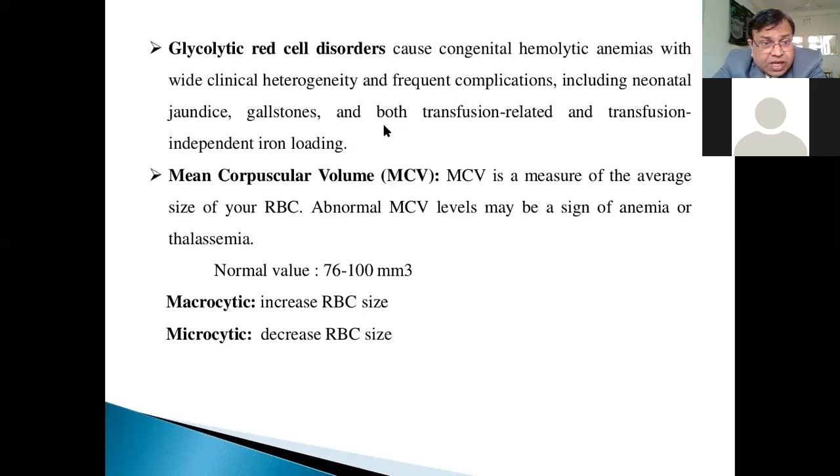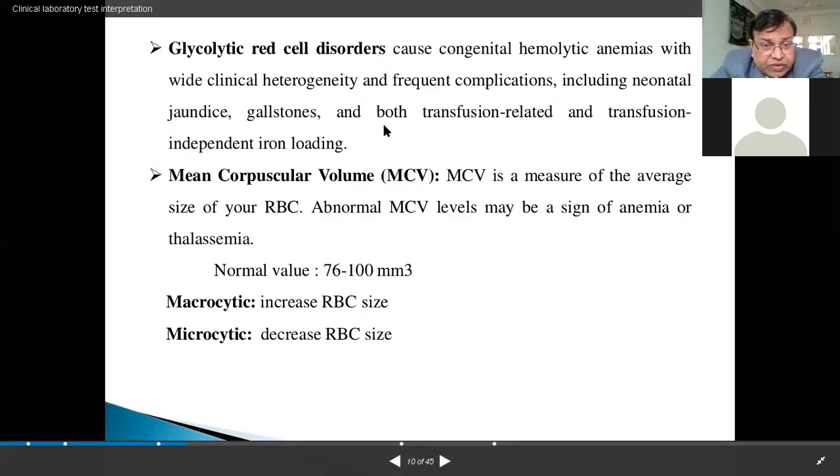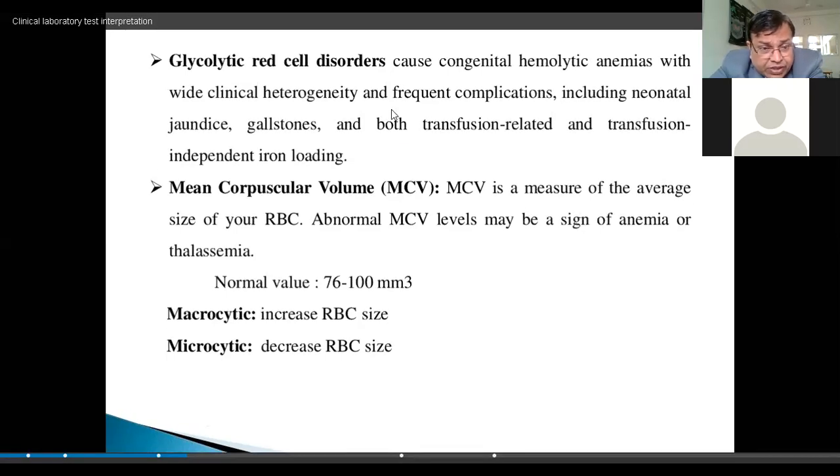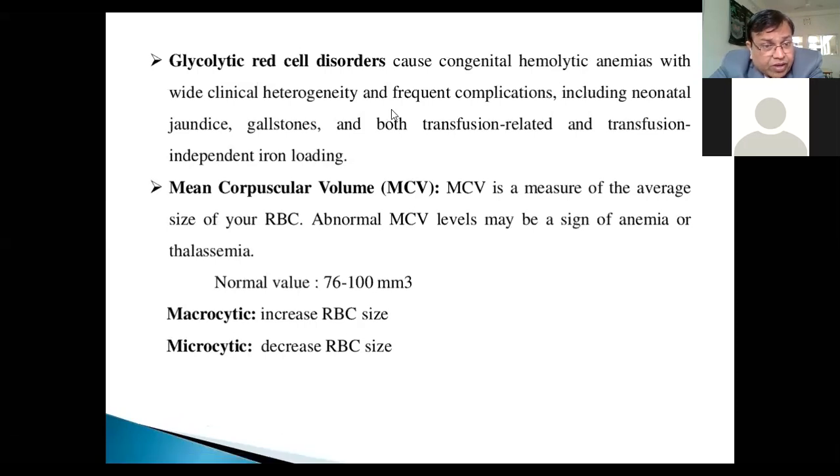Now, mean corpuscular volume, that is MCV. MCV measures the average size of your RBC. Abnormal MCV levels may be a sign of anemia or thalassemia. The normal value of MCV, that is the volume of RBC, is 76 to 100 cubic mm. In the case of macrocytic, the RBC size increases; microcytic means the RBC size decreases.